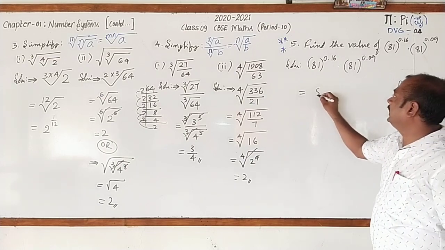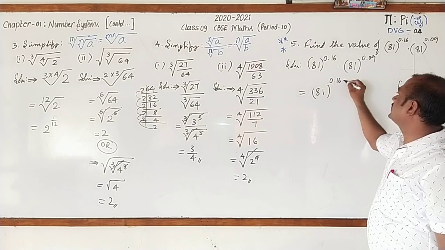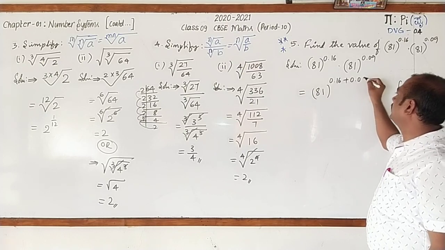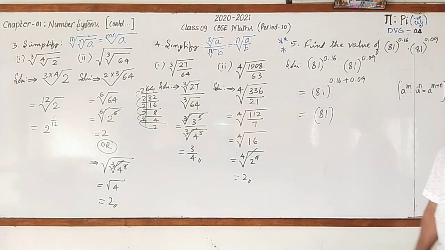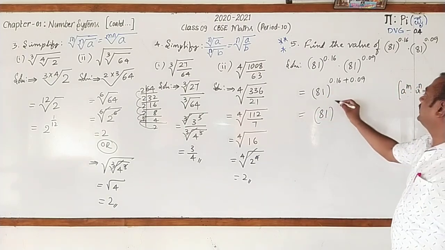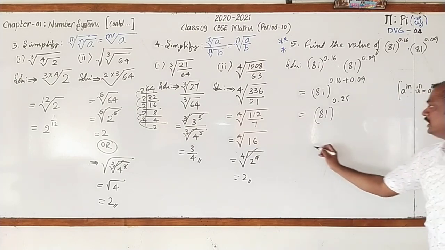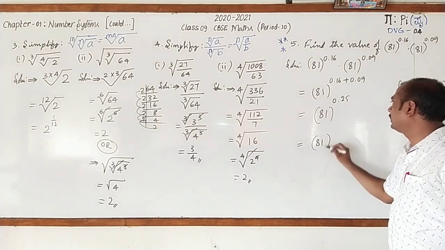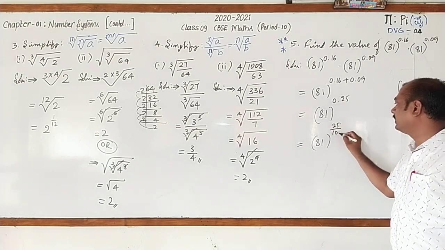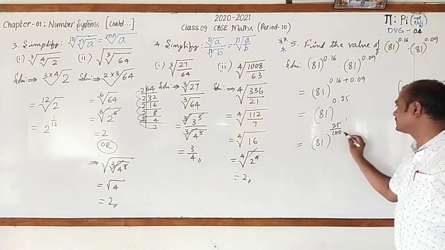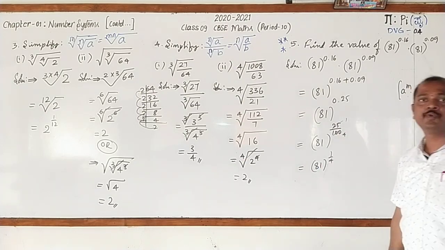In the same way, 81 raised to the power 0.16 plus 0.09. You can just go for adding it. It will be 0.25, right? It is equal to 81 raised to the power 0.25, which can be written as 25 by 100. It is 1 by 4. So it is 81 raised to the power 1 by 4.